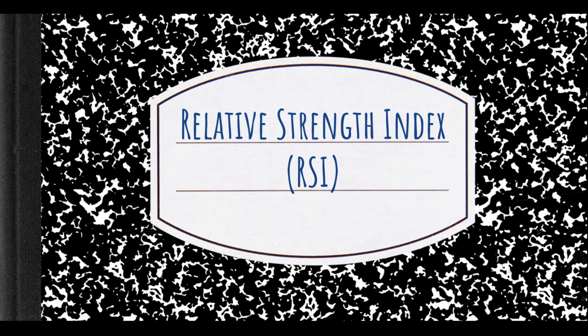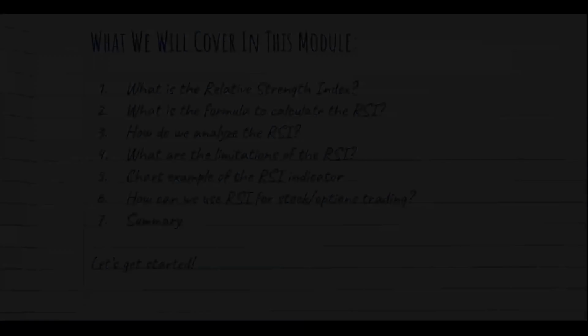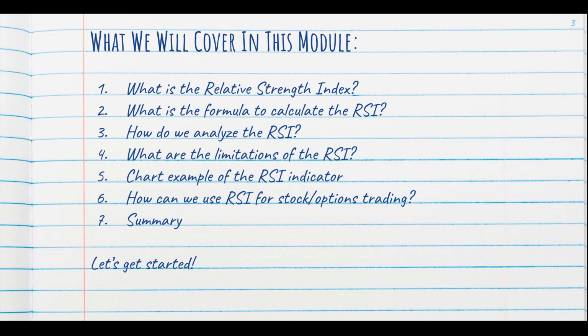Welcome back to the next module in the stock option trading series, and today we're going to talk about the relative strength index, or the RSI. So what will we cover in this module? We're going to talk about what the relative strength index is. We will discuss what the formula is to calculate the RSI, how we analyze the RSI, and what the limitations of the RSI are. I'll show you a chart example of the RSI indicator, and we'll discuss how we can use the RSI for stock or options trading. So let's get started.